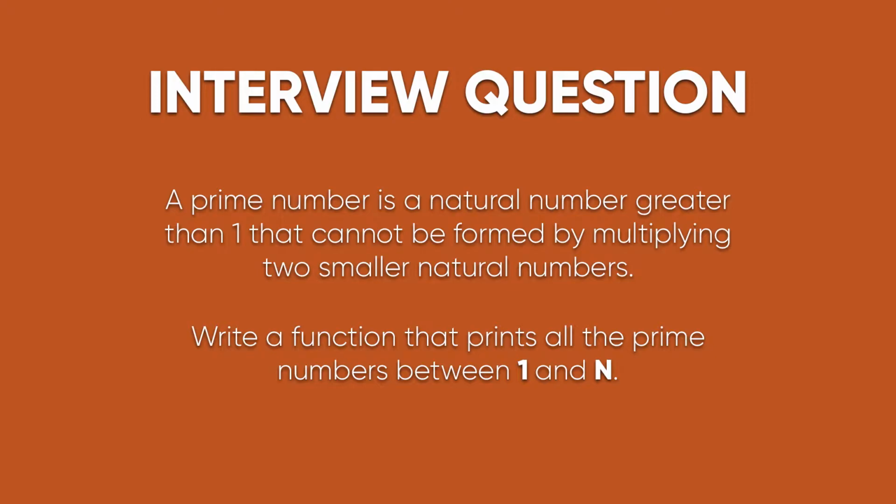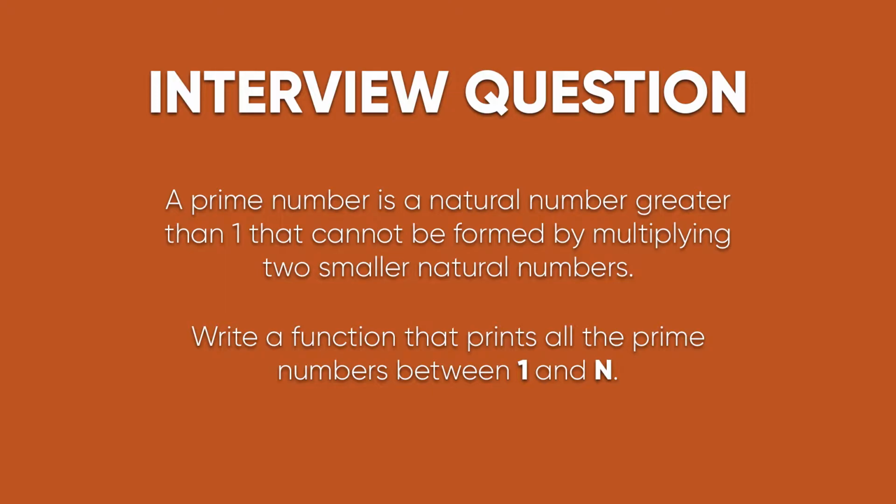It's greater than 1, we can work with that, and it cannot be formed by multiplying two smaller natural numbers. So if we can take two numbers like 5 and 10, multiply them together and get 50, we know that 50 is not a prime number. Write a function that prints all prime numbers between 1 and n.